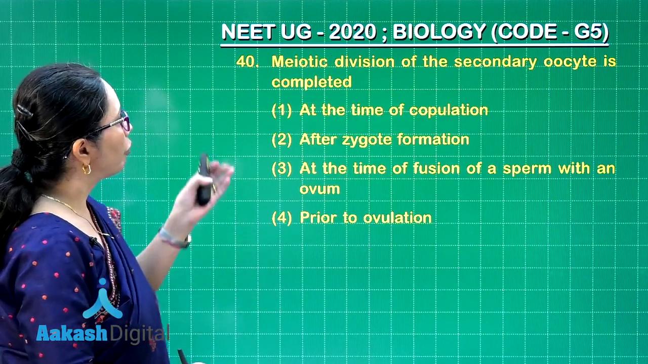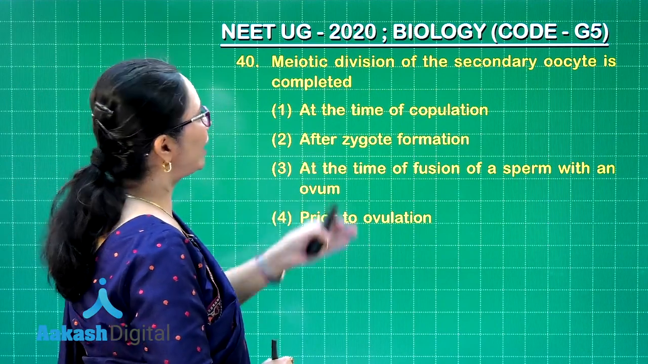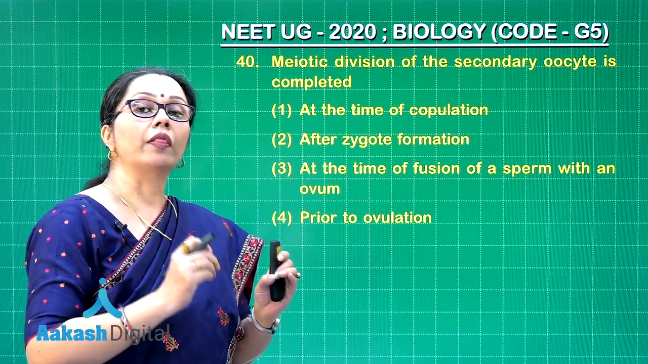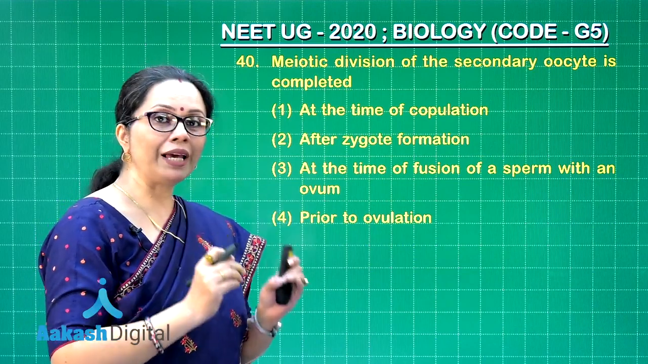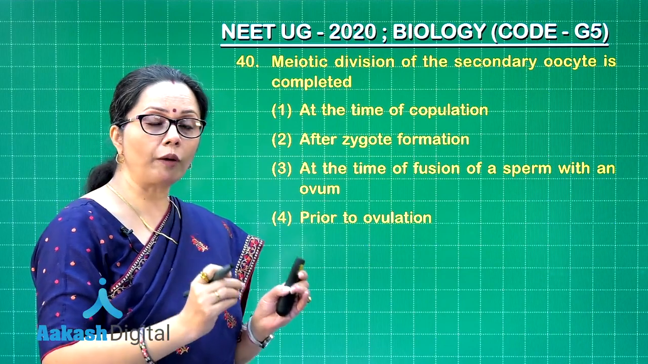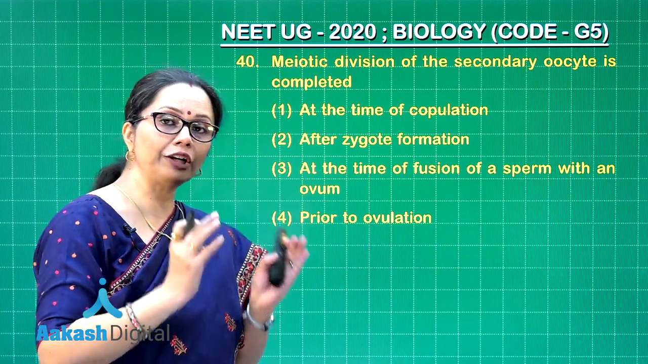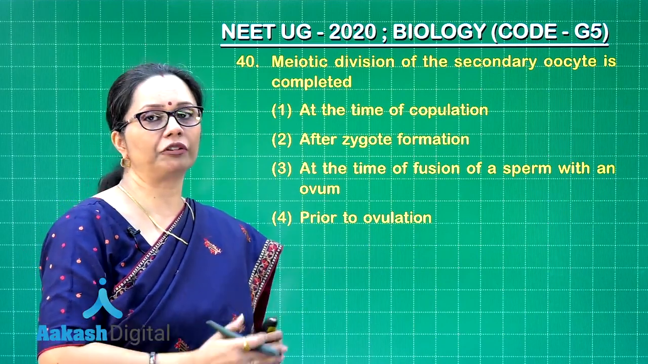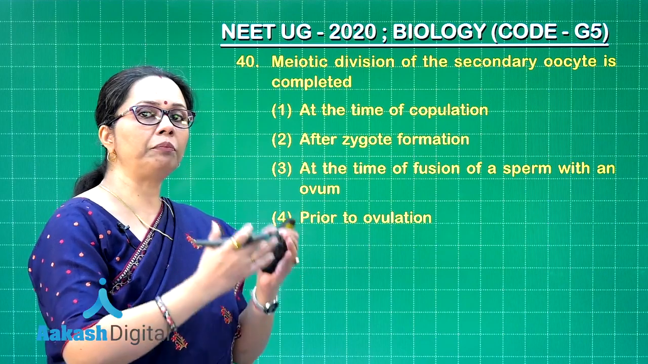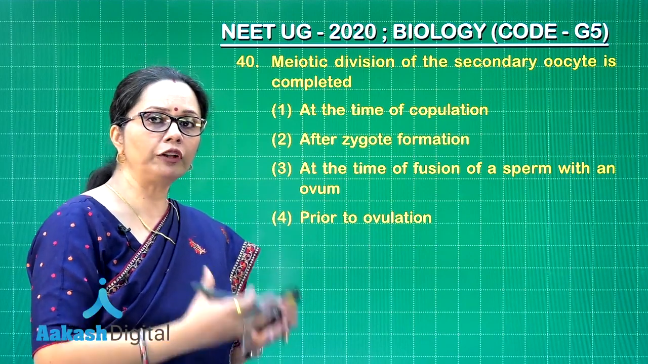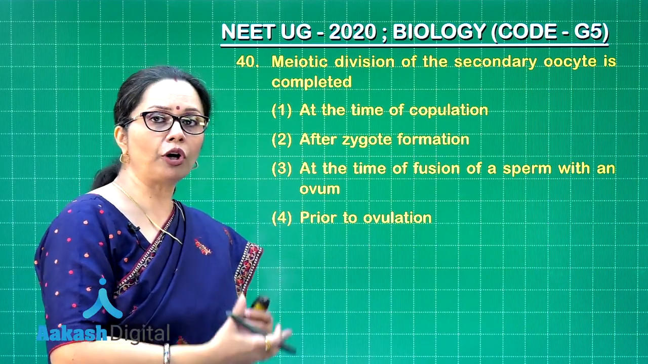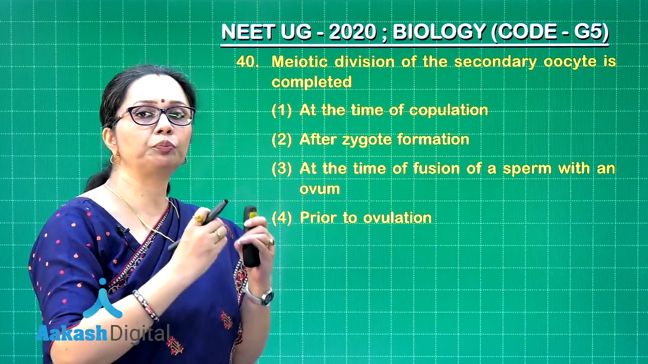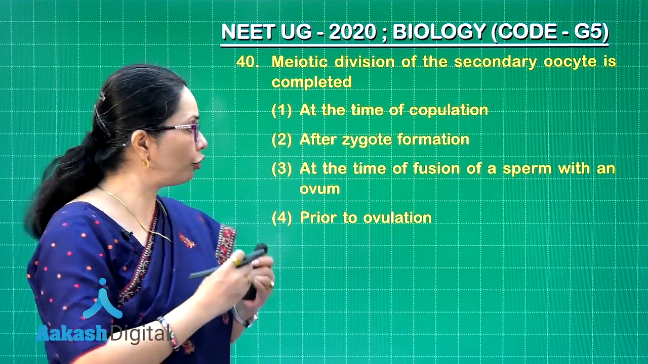So in this, meiotic division of the secondary oocyte is completed. Now you see, at the time of ovulation, the female gamete is not yet formed into an ovum, it is in the form of a secondary oocyte which has started meiosis 2, but it is suspended at metaphase 2. Now this would be present in the ampullary part of the fallopian tube, and the rest of meiosis 2 will be completed only under one condition, when the sperm enters, that is at the time of fertilization.